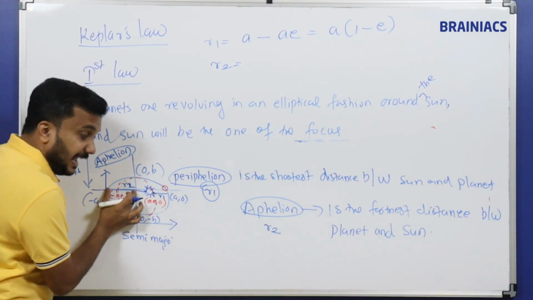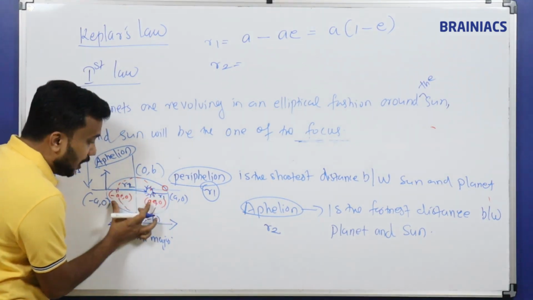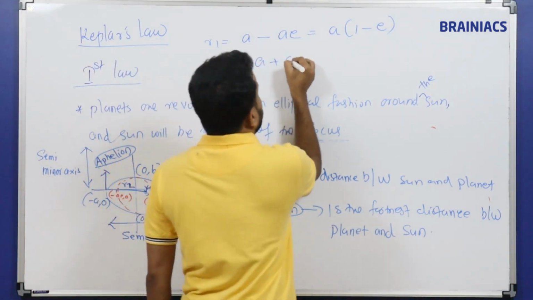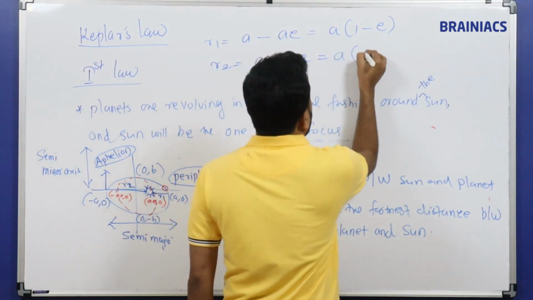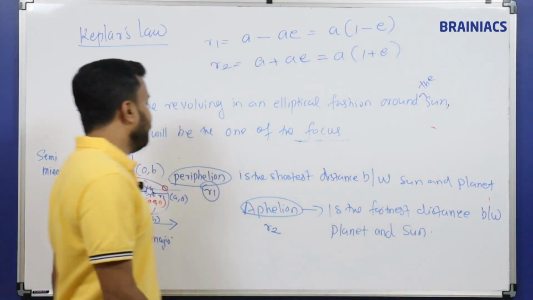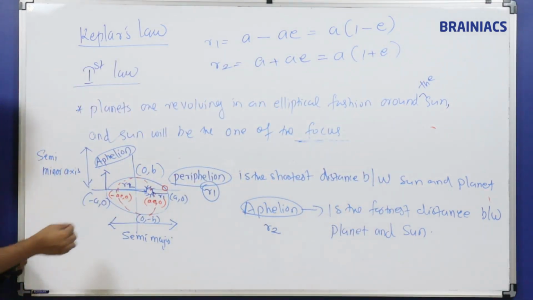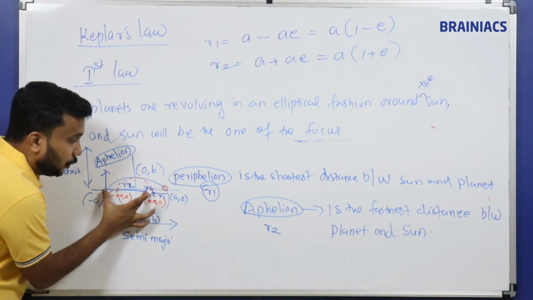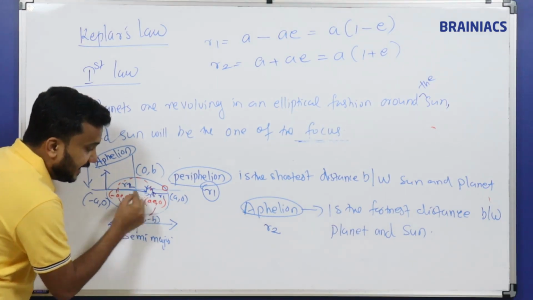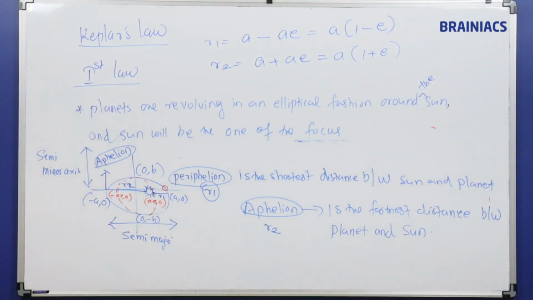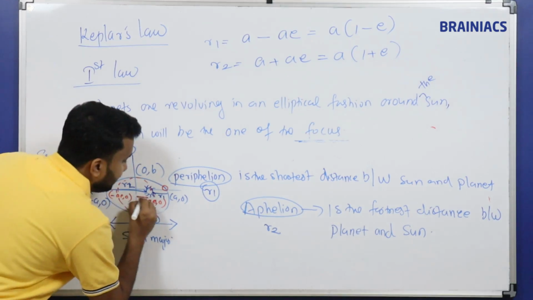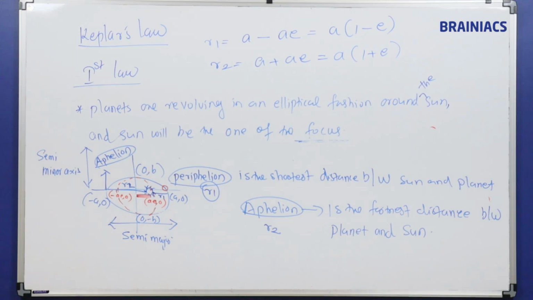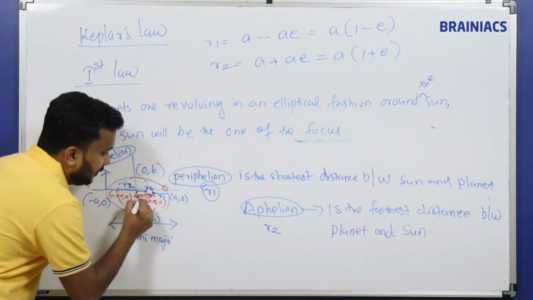And R2 is aphelion. So this distance is A, and this distance is ae. So R2 is A plus the shorter one, ae. A plus ae, which is equal to a(1 plus e). So hope you understand, this distance is R1, the full distance is R2, and the distance from here to here is ae. I will mark ae in red color. This distance is called ae.